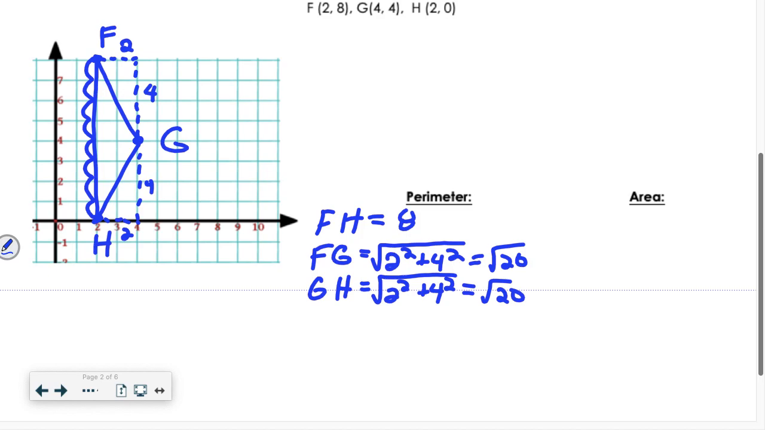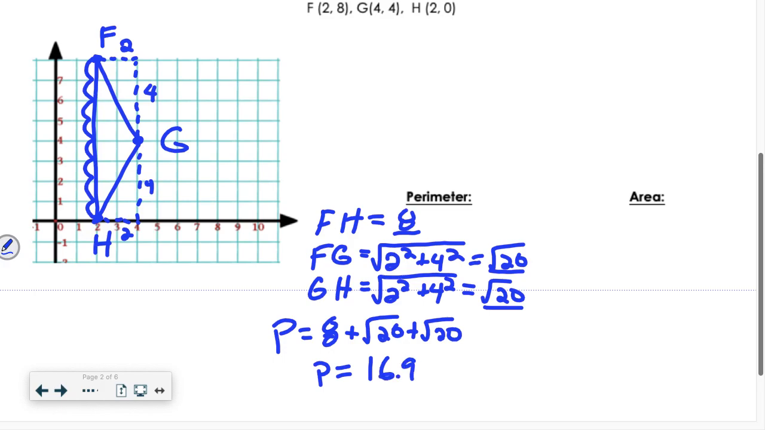So now for my perimeter, I just need to add all three sides up. 8, root 20, and root 20. So my perimeter is going to be 8 plus the square root of 20 plus the square root of 20. And I end up with approximately 16.944 units. Okay? For this one, go ahead and plug it in your calculator. We're not going to worry about the exact answer today.